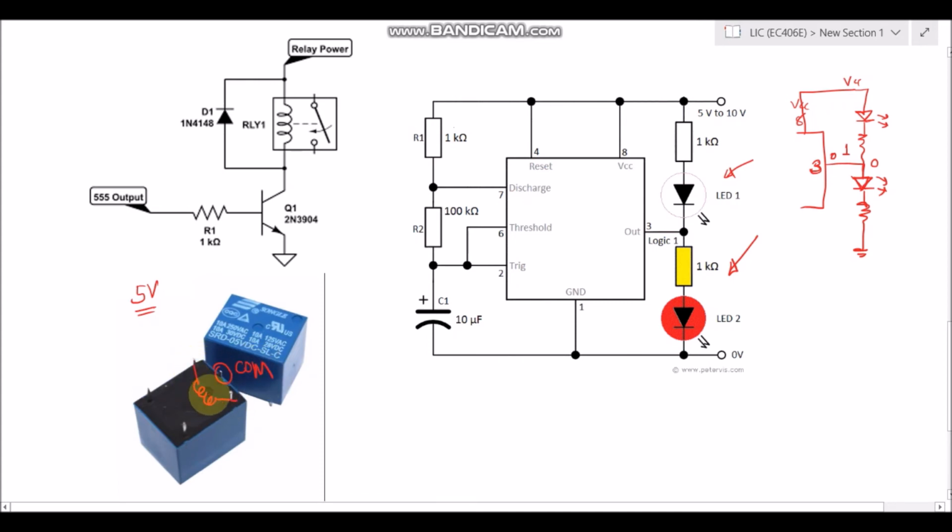This coil we are supposed to connect to the output of this 555, but as we know the relay requires a little bit higher current. For that, a driver is needed. So we have used a transistorized driver. The output of this 555 goes through this 1K resistor and a suitable transistor, here shown as 2N3904. We have used BC548 in our practical. To the collector of this transistor, we have connected a relay.